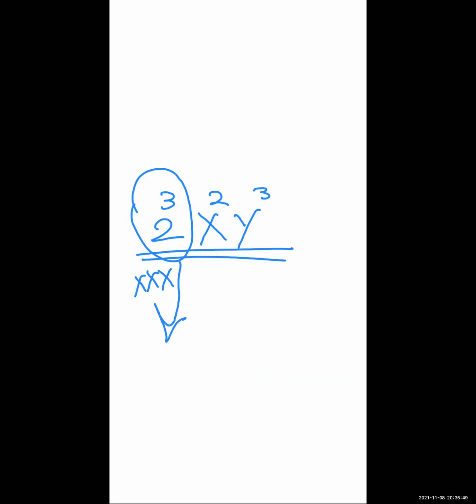Listen and concentrate. It's 2 to the power 3. It's not a variable. It's a constant. It has a specific value. 2 to the power 3 means 2 multiplied by itself 3 times. So 2 to the power 3 means 8.